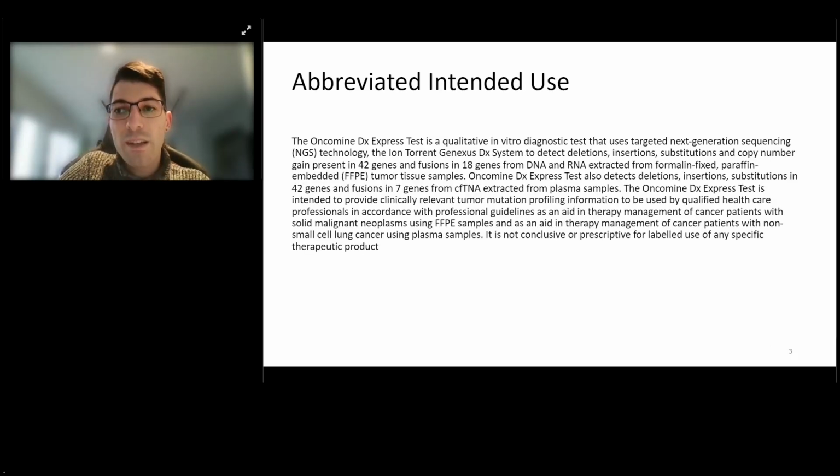This slide shows the intended use of the OncoMine-Dx Express test, which is a CE-IVD test.